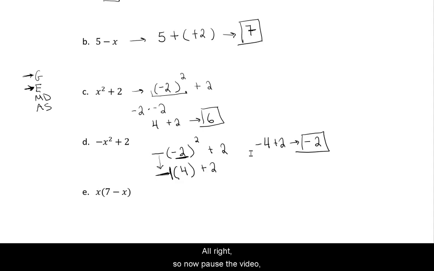All right, so now pause the video, try E, and then turn it back on and watch me do the remainder of the problem. All right, so first step. In this case, we actually have more than one x, but that doesn't change our process. That just means that we take this first x and replace it with a parenthesis. And then I write out the rest of the problem and then take this x out and replace it with a parenthesis. And then close out that exterior parenthesis.